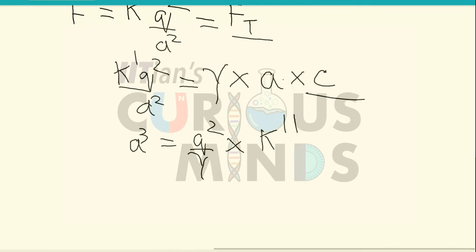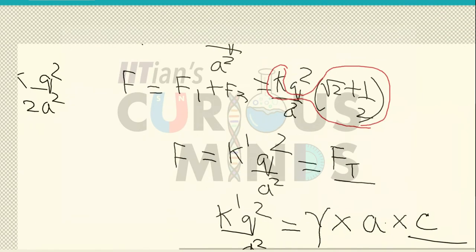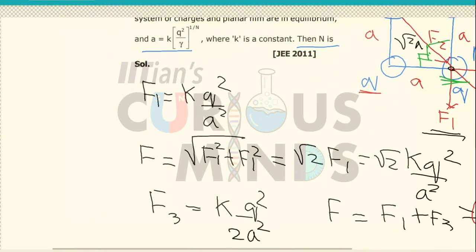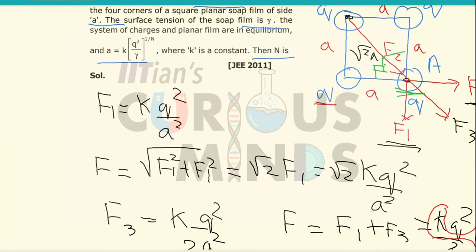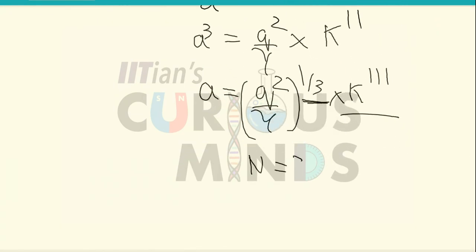So when I take the cube root, it will be equal to q square by gamma raised to 1 by 3, into k triple dash. The cube root of the constant part will be a certain other constant, k triple dash. I am not interested in the k triple dash, I am only interested in this value. If I see the equation, A is equal to k times q square by gamma raised to 1 by n. If I compare this part, the value of n will simply come out to be 3.